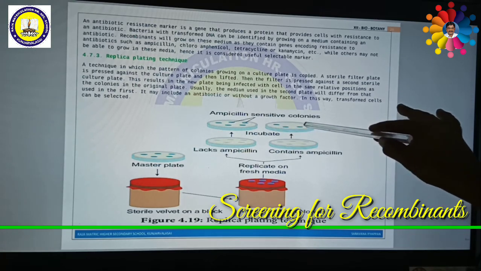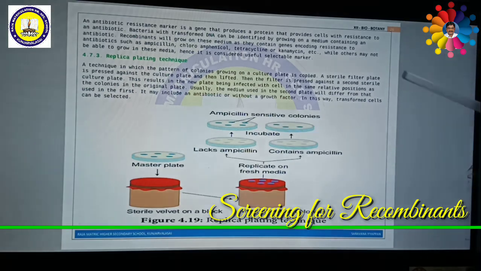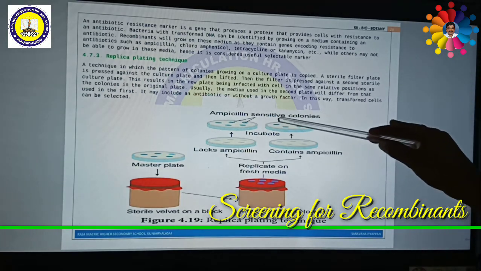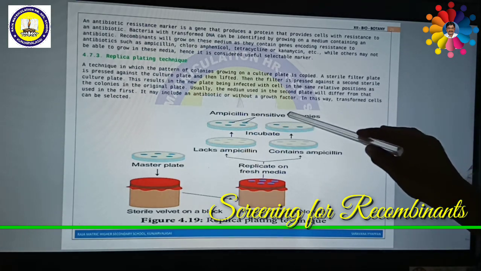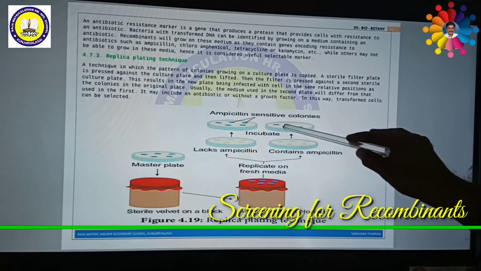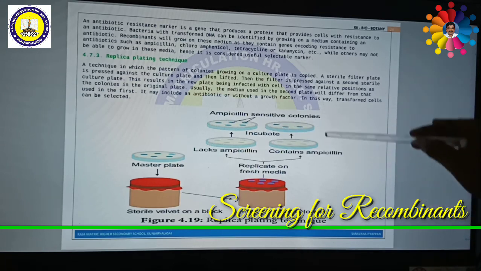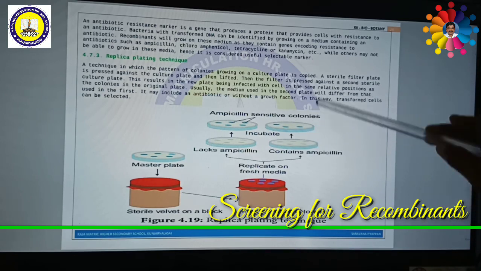These are recombinant DNA material. Why is it called recombinant DNA material present in this culture? Because it already has the marker gene, the antibiotic resistance gene, present in the rDNA or recombinant DNA.